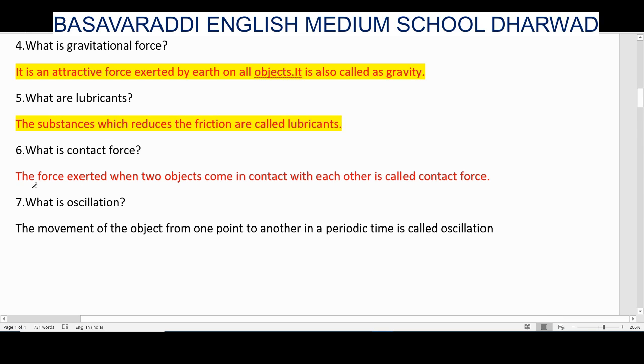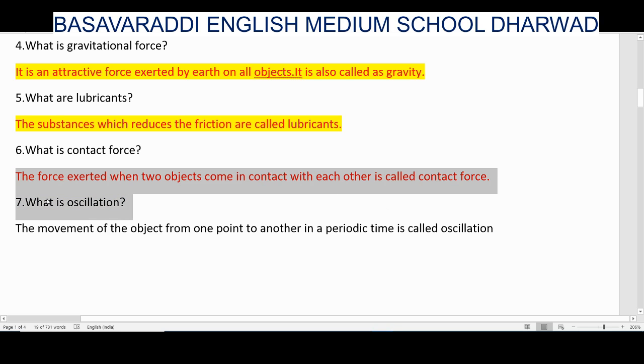What is contact force? Contact force is a form of force. When two objects come in contact with each other, you do apply force. If you touch a book or lift the book, your hand is coming in contact with the book. So when two objects come in contact with each other, it is called the contact force.